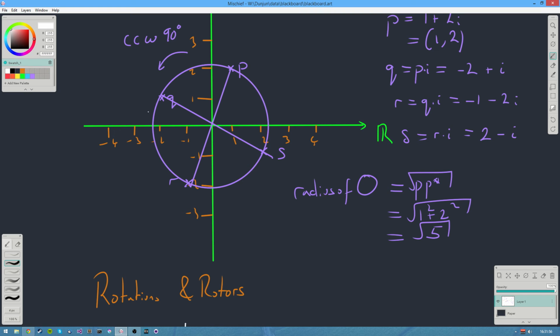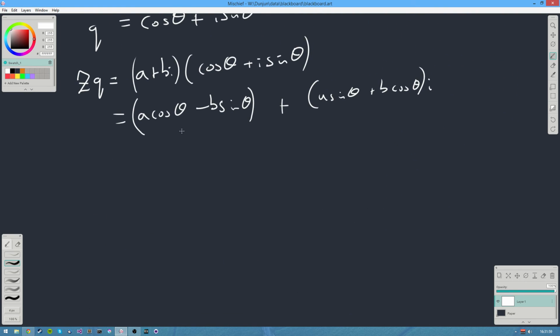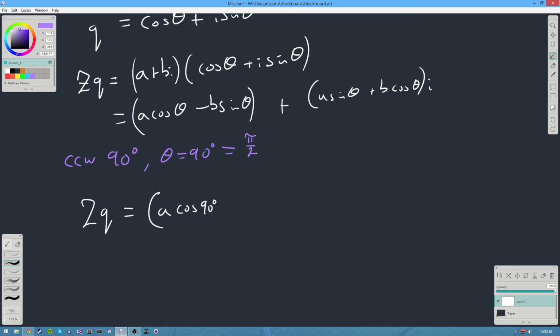So let's rotate by 90 degrees, yeah? If we rotate counterclockwise by 90 degrees, this means that theta, again, now equals 90 degrees because that's the convention we're using. So input here, Z times Q, and now I'm going to put 90 degrees in here everywhere. So A cosine 90 degrees. If you want to use pi over 2 or tau over 4, it doesn't matter, you can use it in radians, whichever notation you're using.